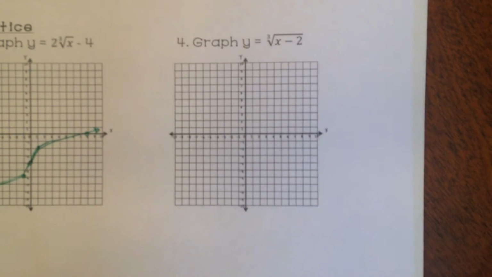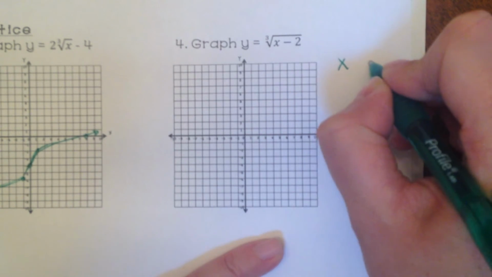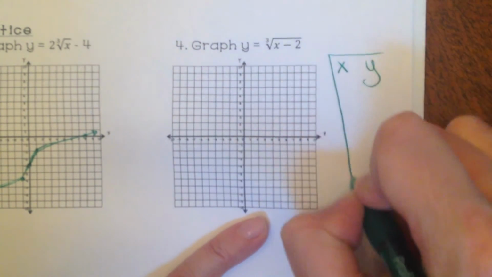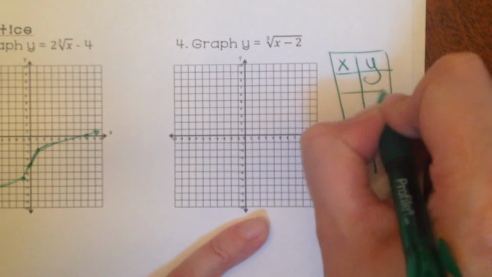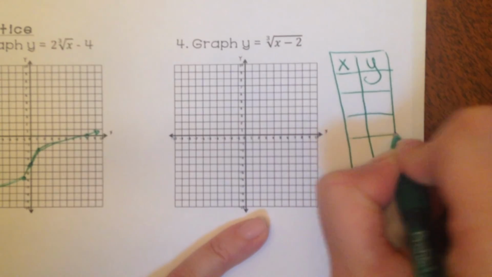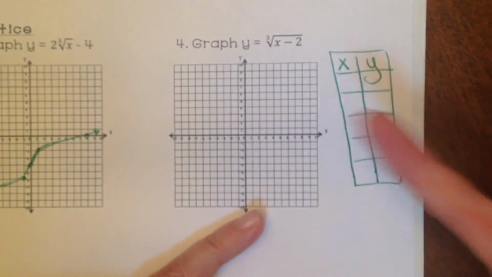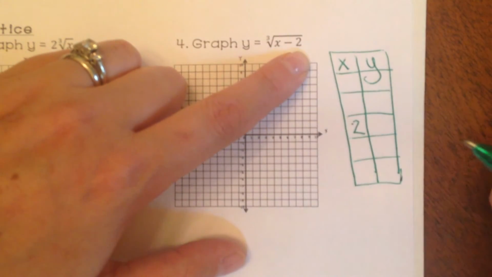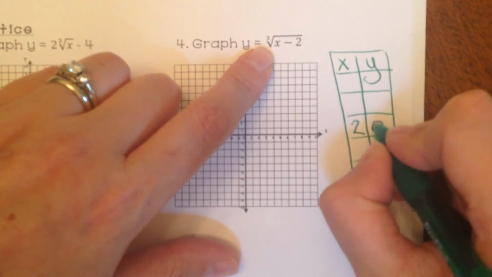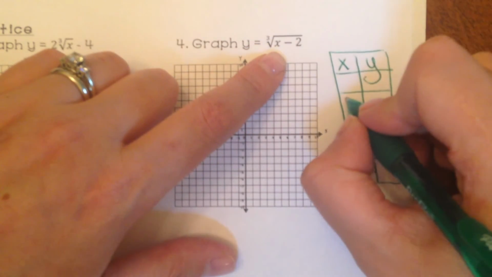All right, one more graph. We have x minus 2 underneath the cube root. Make my table. All right, what makes it be 0 underneath the cube root? Well, 2. So that's going to be my center value. 2 minus 2 is 0. Cube root of 0 is 0. Now I want it to be 1 underneath, so I'm going to choose 3.